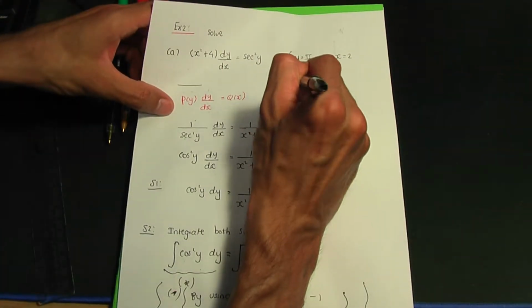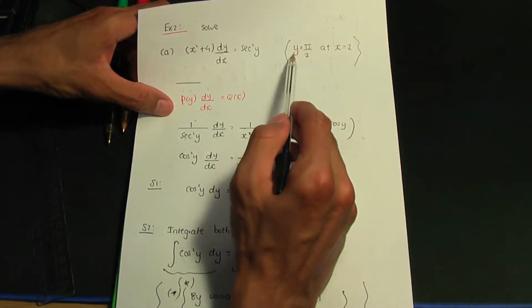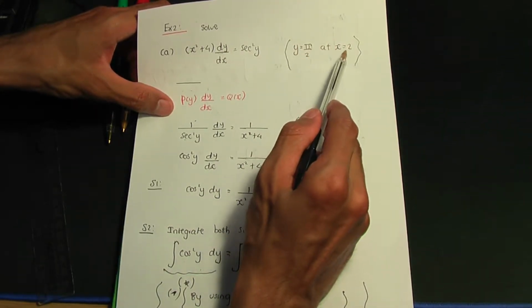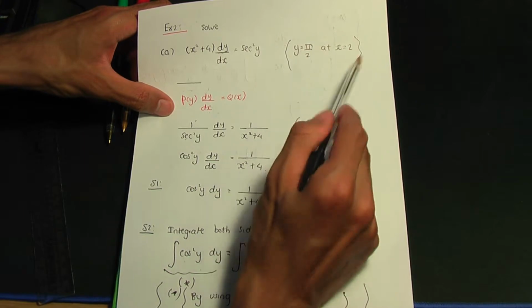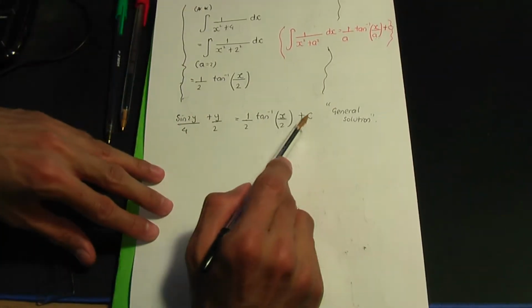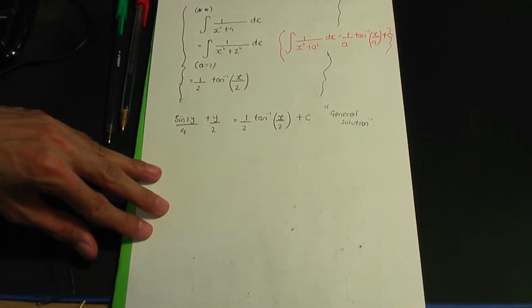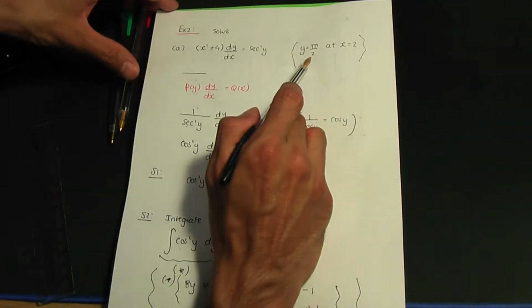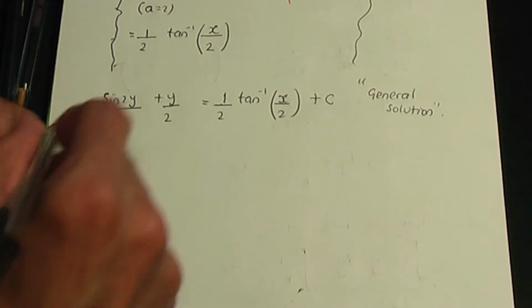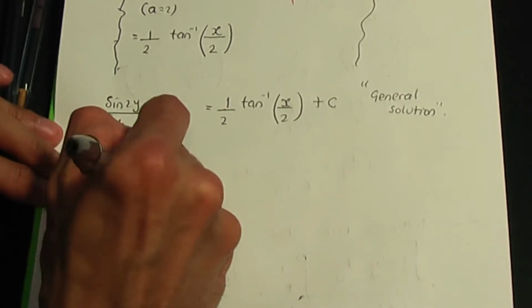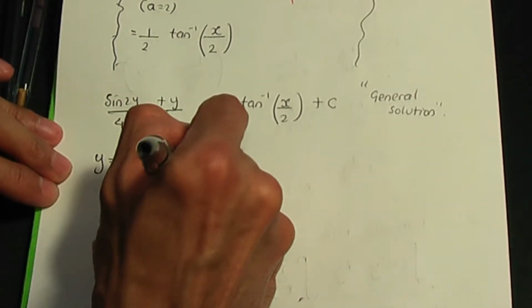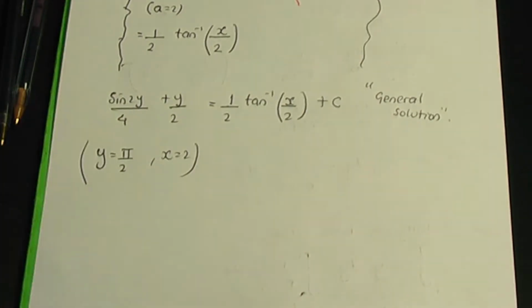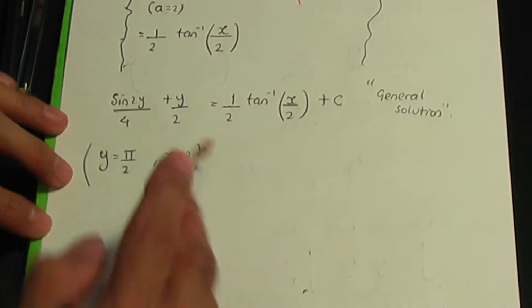However, we're not finished because we've been given these values. So y is pi over 2 at x equals 2. We can use these values here in order to work out this integration constant. So let's use these values that we've been given, y is equal to pi over 2 and x is equal to 2, to calculate the c value. So let's substitute them in.